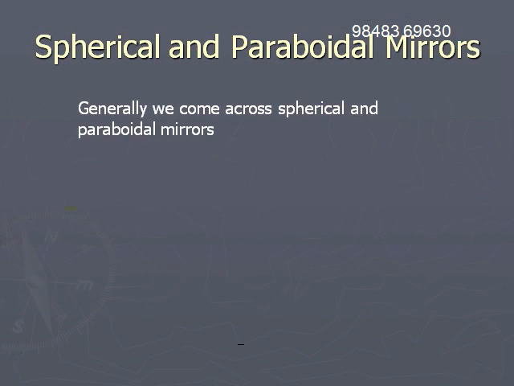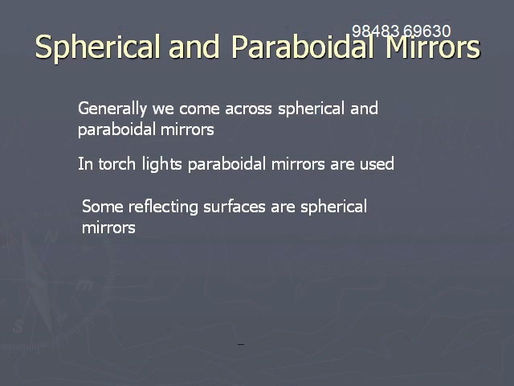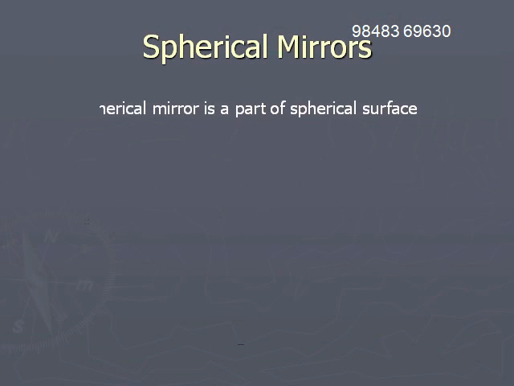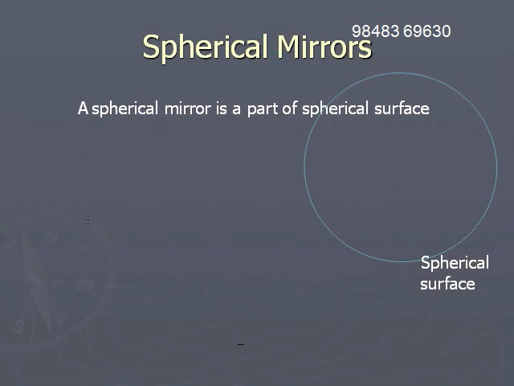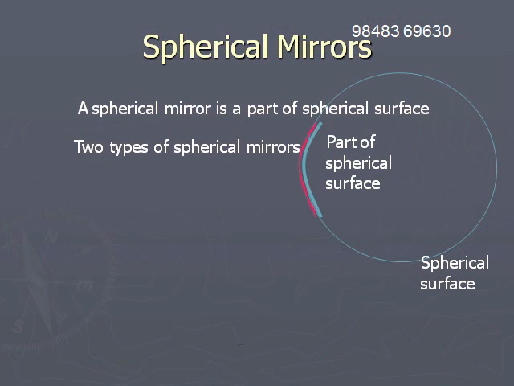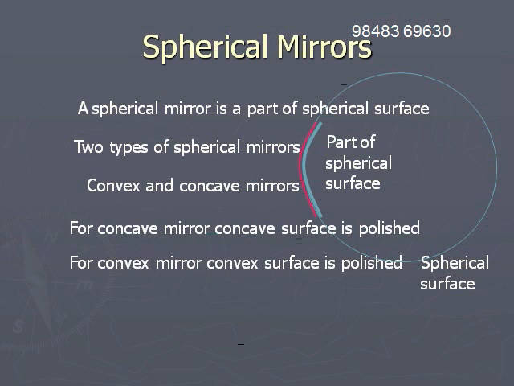Generally we come across spherical mirrors and paraboloidal mirrors. Spherical mirrors. A spherical mirror is part of a spherical surface. So it is called a spherical mirror. We have two types of spherical mirrors, concave mirror and convex mirror. For concave mirror, the concave side is polished. The concave side is reflecting surface, so it is polished surface. For convex mirror, the convex surface is polished, so it is convex surface and convex mirror.